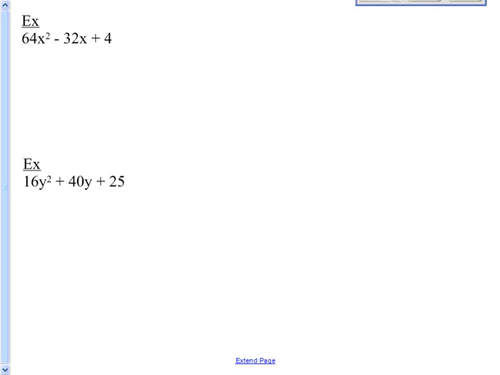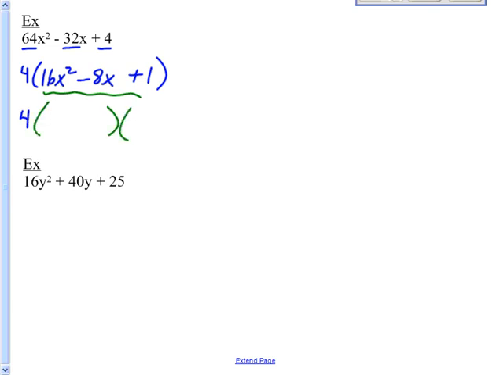Sometimes you can take something out and simplify your original quadratic. In this case, you notice I could take a 4 out of each of these, and that'll simplify things for me. 16x squared minus 8x plus 1. If I distribute the 4 back, I have the original quadratic I was given, right? And now I'm looking at this and I want to factor that. So I leave the 4 out front, and then I'm just factoring the 16x squared minus 8x plus 1.